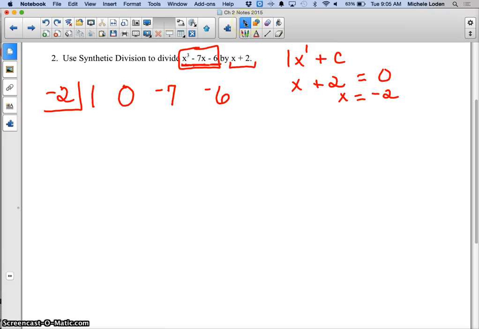Notice, let's check, we have 1x to the third, 0x to the second, -7x to the first, -6. And now we're ready to complete the synthetic division.